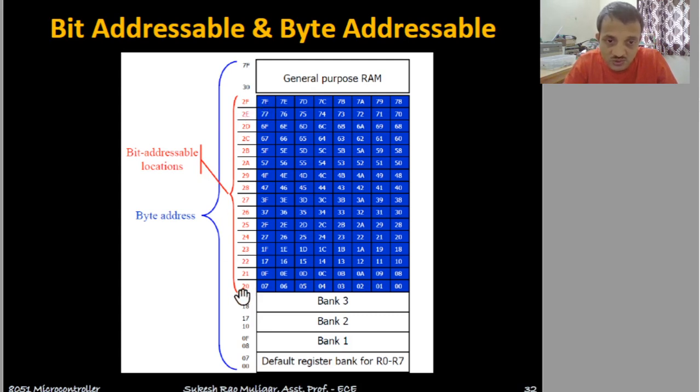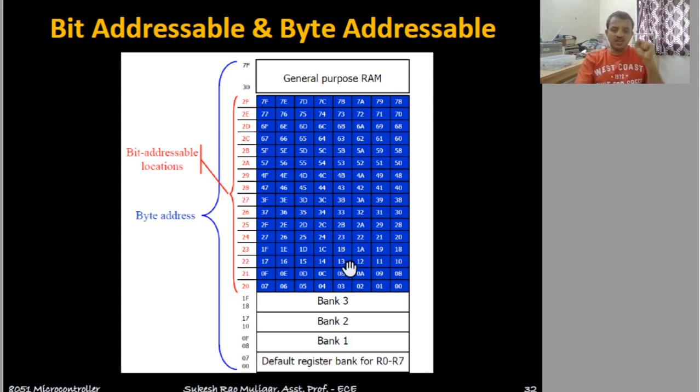That's why it is only 16 locations they are making it bit addressable, not more than that. Because the 8051 SFR has the 80H location, and most of the registers there are also bit addressable. So they are mapping the continuity of this memory location to the SFR also. That's why this is starting from 0 to 7F.